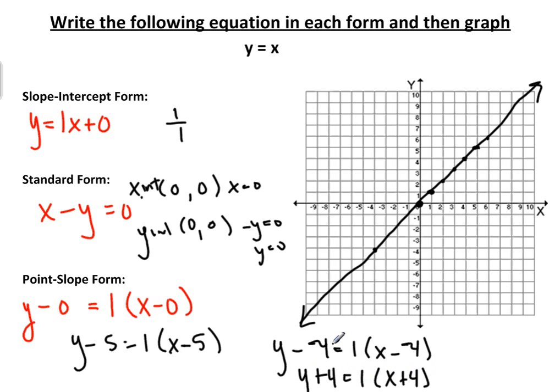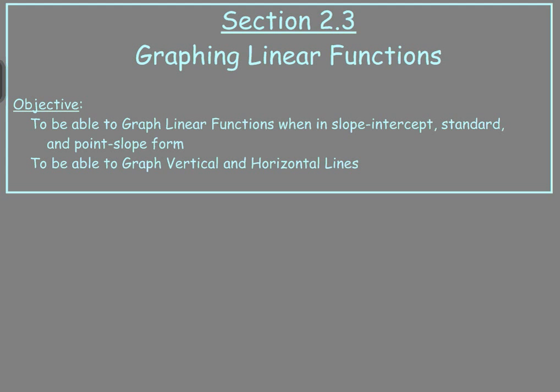So every single line that you graph, you can come up with the different forms and figure out how to write those equations, which we'll spend a little bit more time on in our next section. So I hope you feel a little bit better about the basics of graphing linear functions in slope-intercept, standard, and point-slope form, and that you're able to graph vertical and horizontal lines.